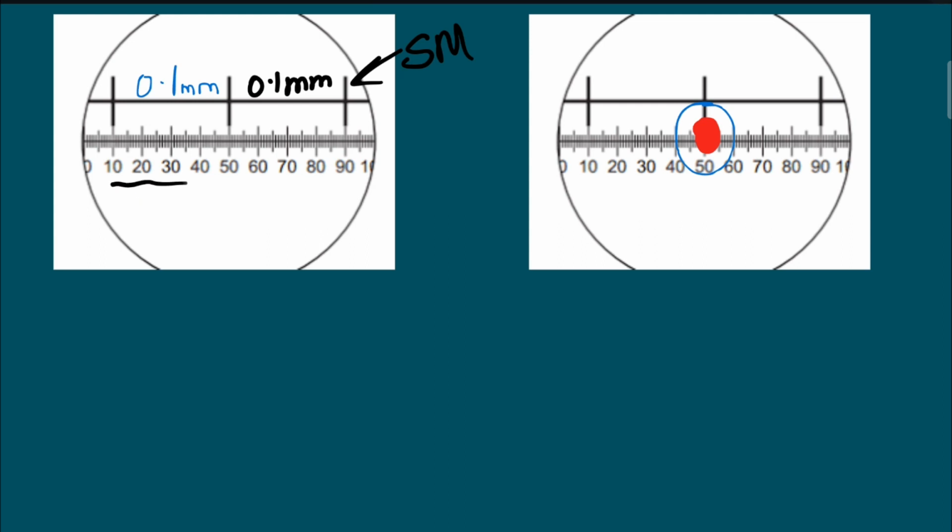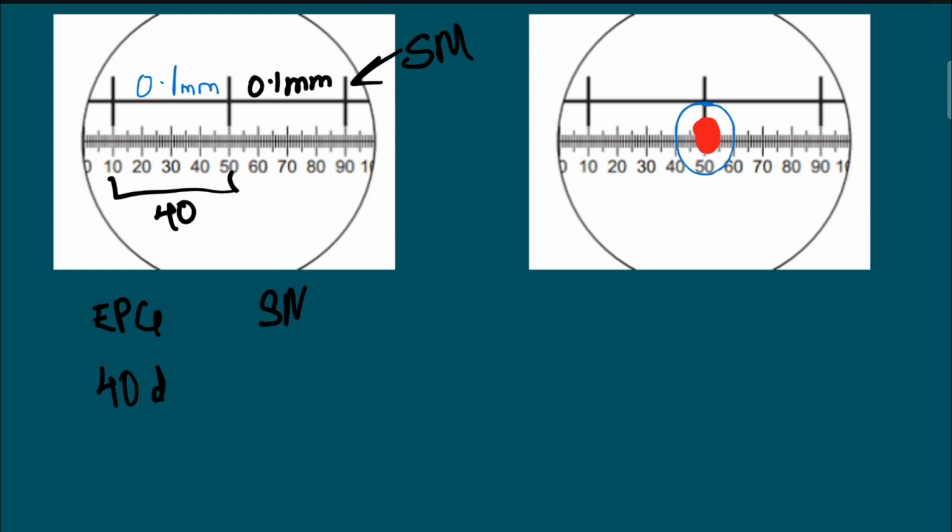And this over here is the eyepiece graticule. Now what I'm going to do is see how many eyepiece graticule divisions make up 0.1 millimeter. How many? 10, 20, 30, 40, 50. So that's 50 minus 10, correct? That's around 40 divisions, right? From here to here, we have around 40 divisions, correct? So the eyepiece graticule has 40 divisions.